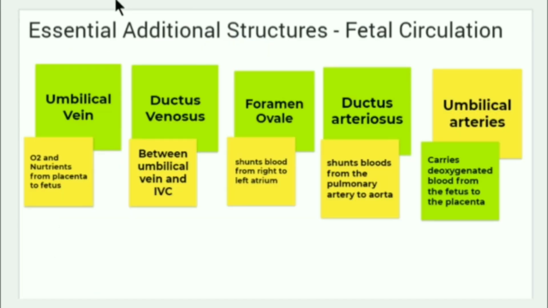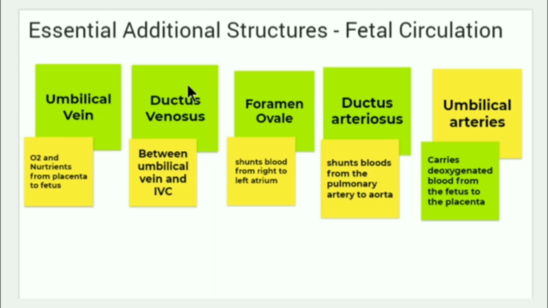So we will go to our topic, fetal circulation. Before entering into fetal circulation, there are some essential additional structures temporarily developed for fetal circulation. First one is the umbilical vein, which carries blood from the placenta to the fetus. Oxygen and nutrients are carried through this blood, providing oxygen and nutrients to the fetus.